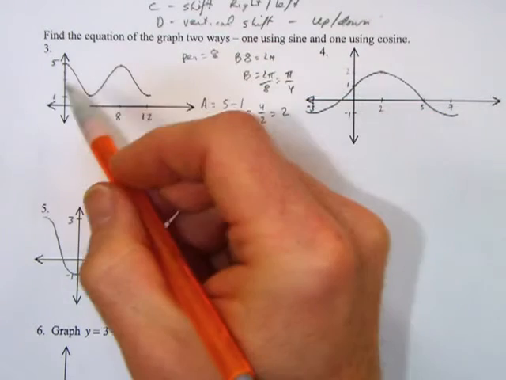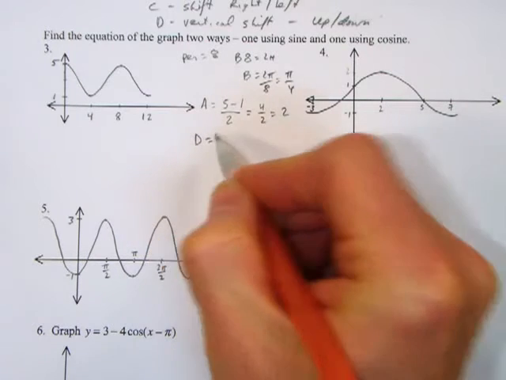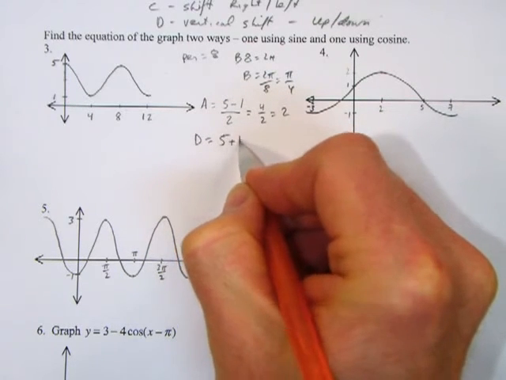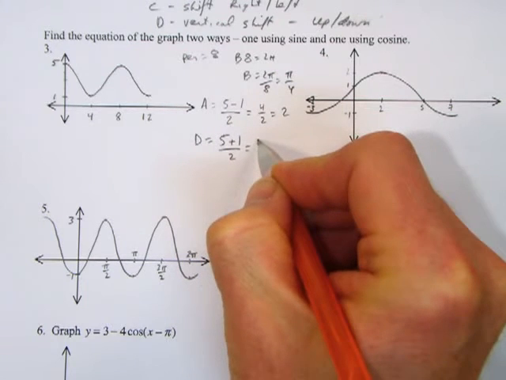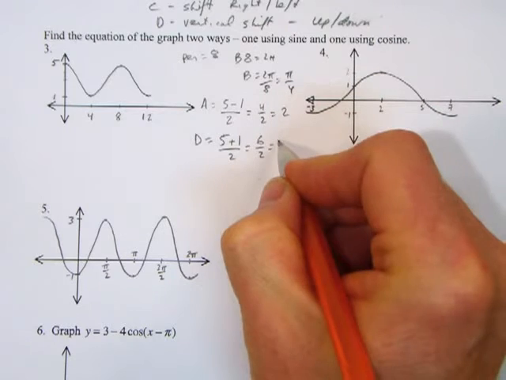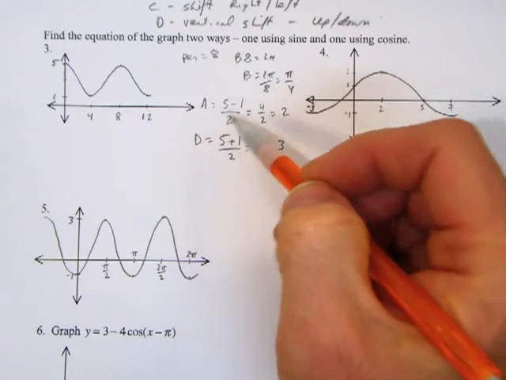Now we need to find our vertical shift. In other words, what is our middle line? Our vertical shift D will be 5 plus 1 divided by 2. D will be the average of them. Our middle line, the midline, will be the average. That'll be 3. So now we have A, B, D, but we don't have C.